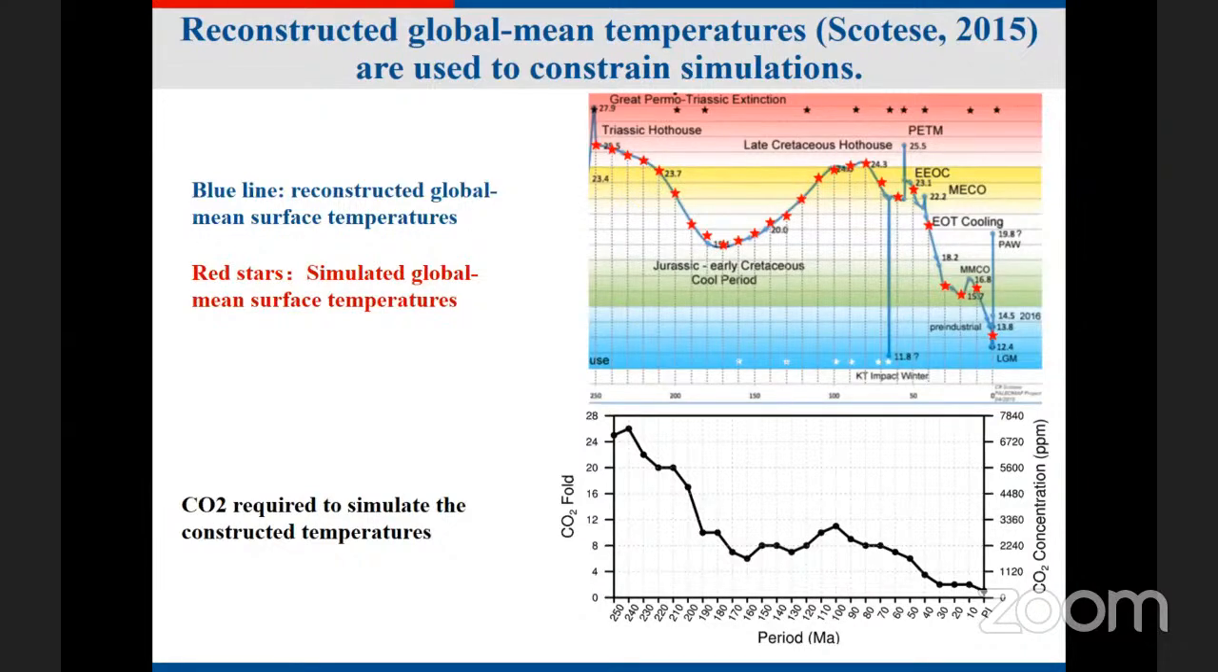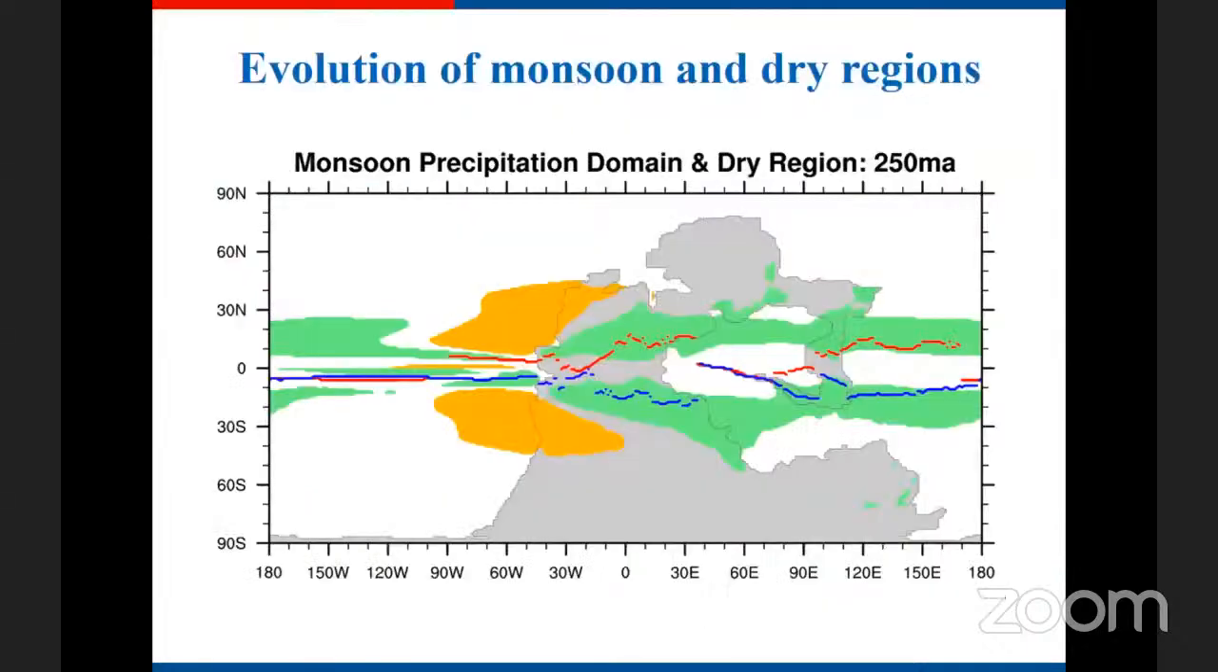I need to point out that this is mainly due to the dynamic vegetation model. We found that the simulated dynamic vegetation is not very good. That can lower the surface temperature by about 3 degrees. That means if we have good vegetation, the CO2 level can be dropped by about half. I will point this out later.